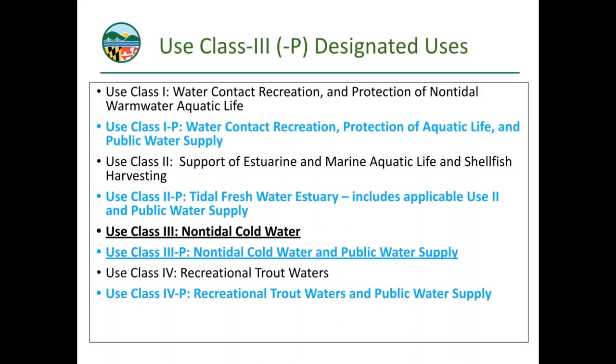So let's dive in here. In Maryland, we have use class designations. And so our use class 3, which you see here underlined in black and bolded, is our non-tidal cold water. These are the waters we're talking about today that TMDLs are written for. Also, just wanted to make a note, I'll mention this a few times throughout the presentation, that we have this use class P tag that goes along with all of our different use classes, and that denotes water supply. So that could be water supply for drinking, it could be for irrigation.